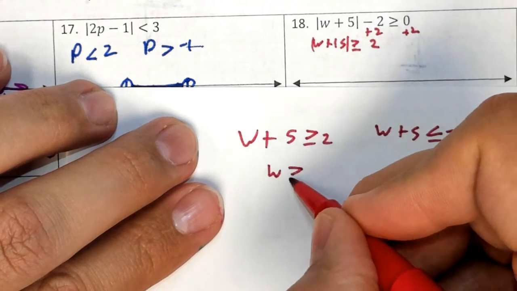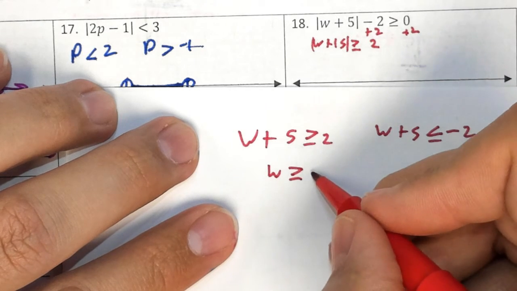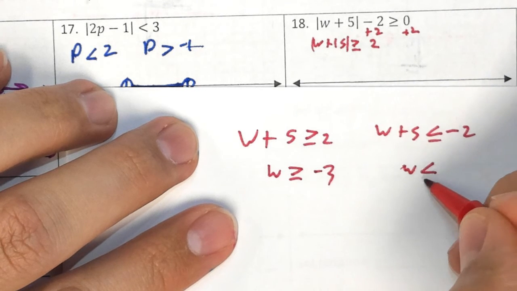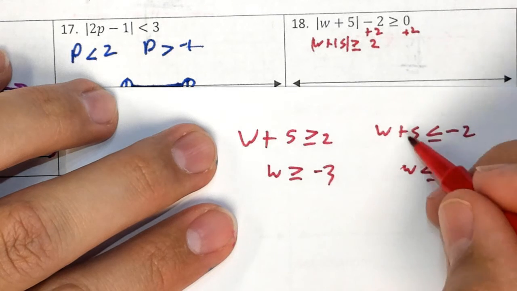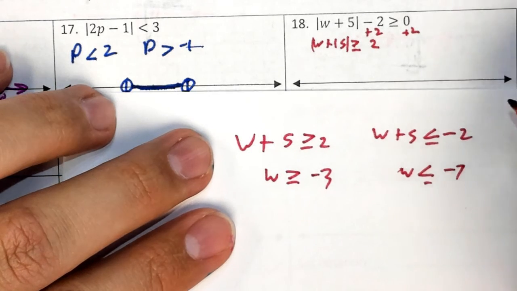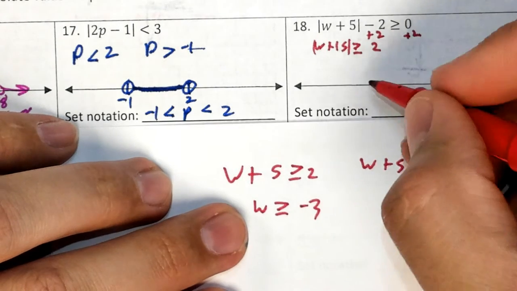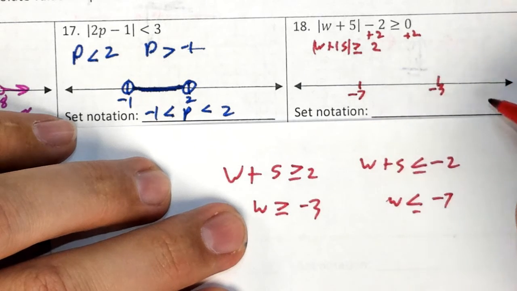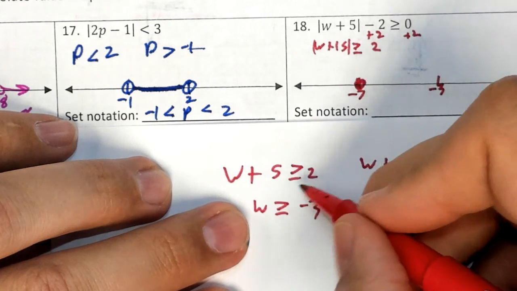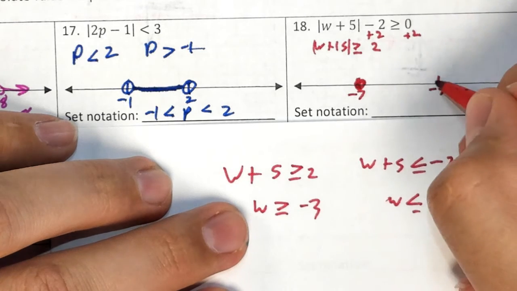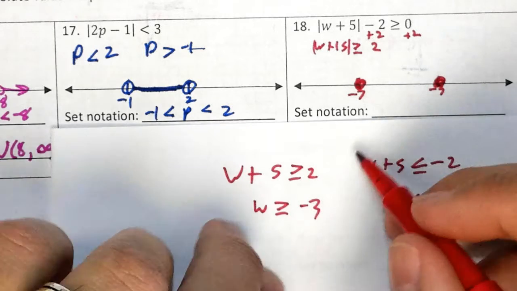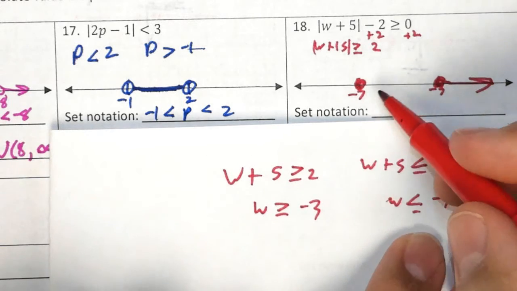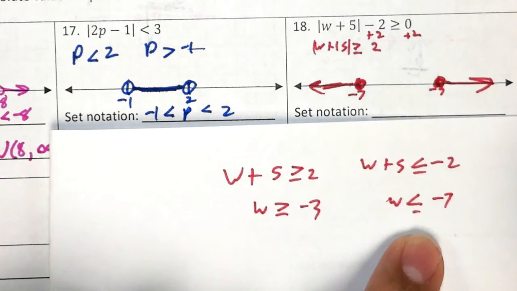Subtracting 5, W is greater than or equal to, what is that, negative 3. W is less than or equal to minus 5, negative 7. So we have my W's at negative 7 and negative 3. They're inclusive. They're solid dots, we have the equal sign on the bottom. And then we're saying from the negative 3, we're going to be greater than, arrow's going to go to the right. From negative 7, there's going to be less than, arrow's going to go to the left.